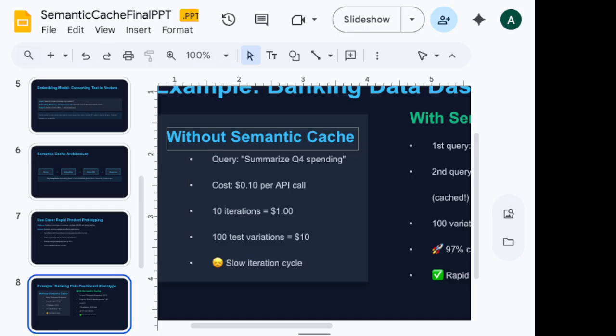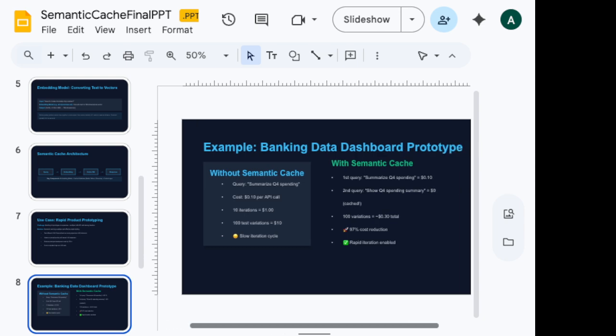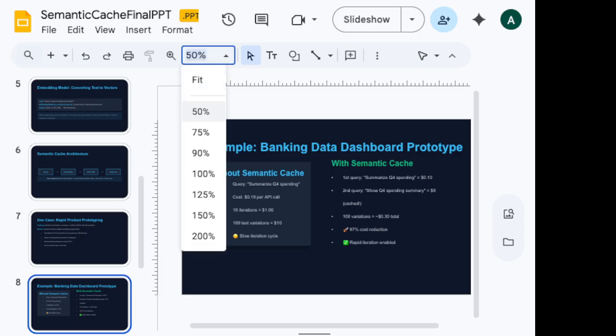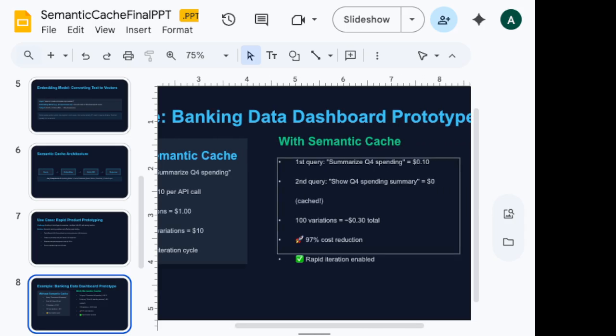So if we compare what we attain by using semantic cache, or in other words, what do we miss when we don't use the semantic cache? Without semantic cache, for example, we make a simple query of summarizing queue for spending, and we are costing $0.10 per API call. These are just for illustration. But if you are doing the caching, we are just spending $0 because it's cached.